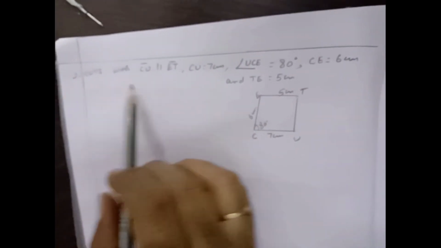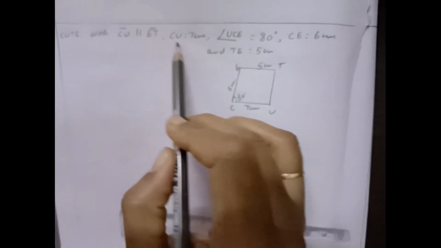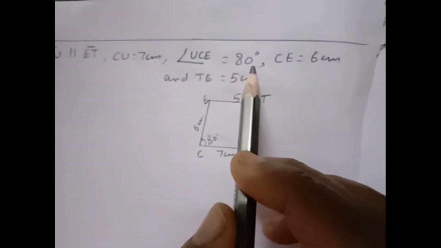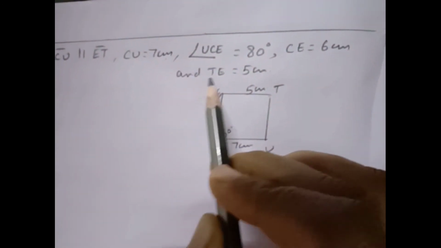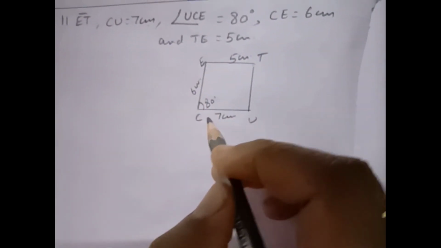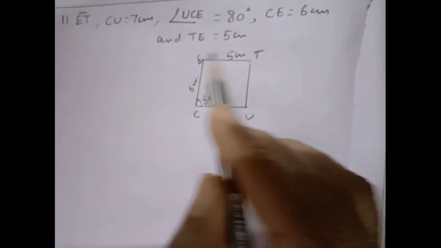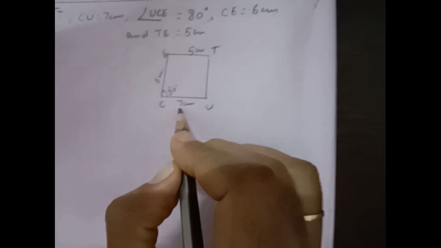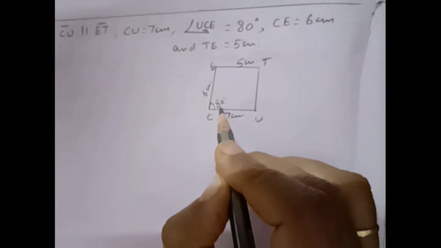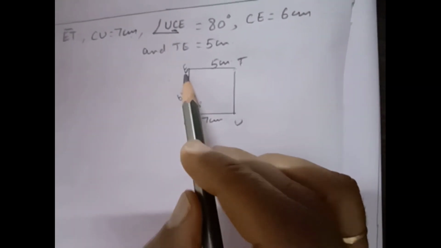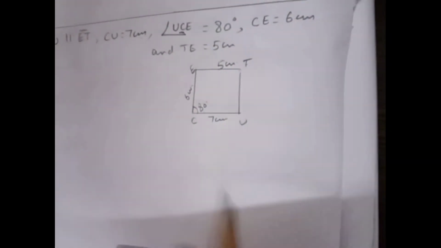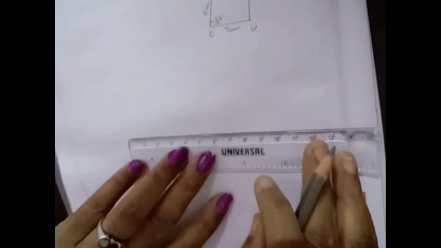Second question, CUTE, with CU parallel to ET, CU equal to 7, angle UCE equal to 80 degrees, CE equal to 6 centimeter and TE equal to 5 centimeter. First draw the rough figure and mark the measurement. CUTE. CU equal to 7 centimeter. Then see the middle letter C. At C you have to take 80 degree. Then C and E equal to 6 centimeter. T and E equal to 5 centimeter. Now we'll construct the trapezium.